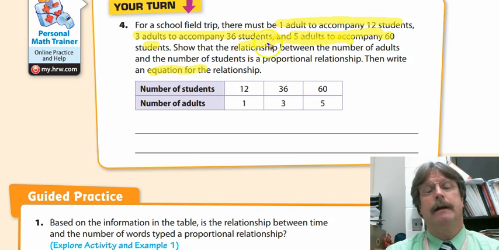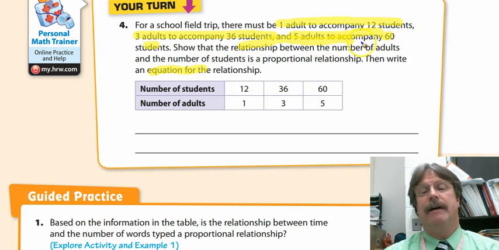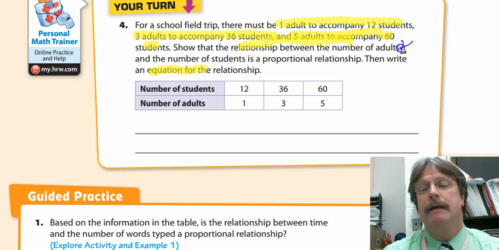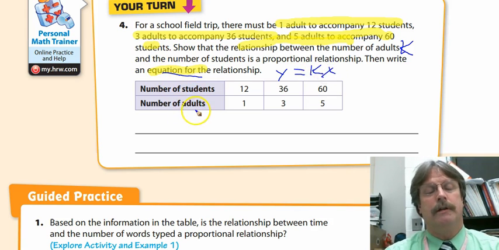So in the your turn here, I've highlighted the important information. On a school field trip, 1 adult for every 12 students, 3 adults for 36 students, and 5 adults for 60 students. Show the relationship between the number of students, so we're looking for K, and then write an equation. So Y equals KX. So, do students control adults, or do adults control students? Well, adults control students, so it's X and there's Y, okay?